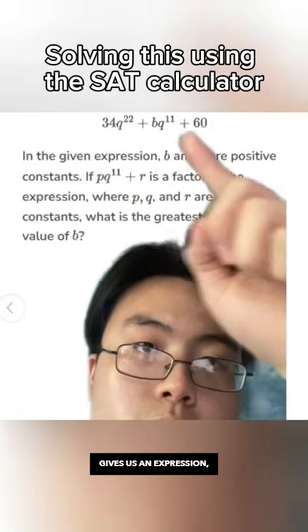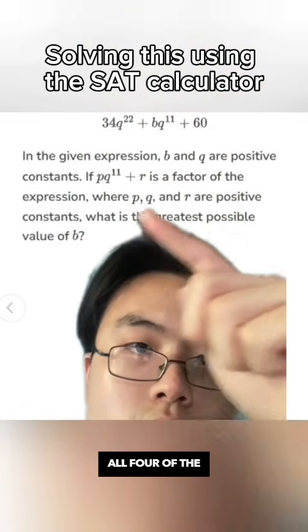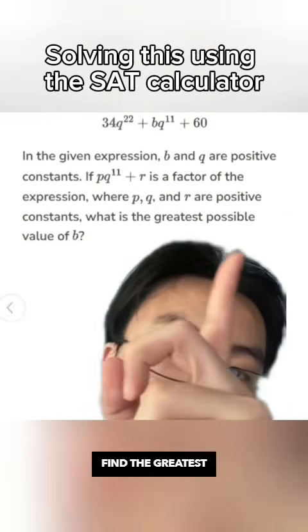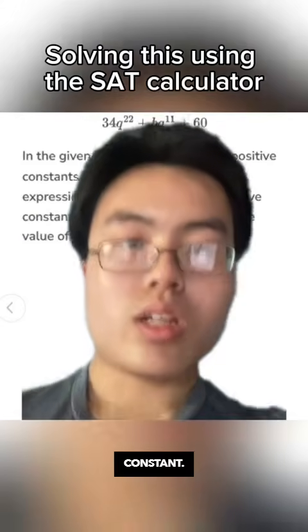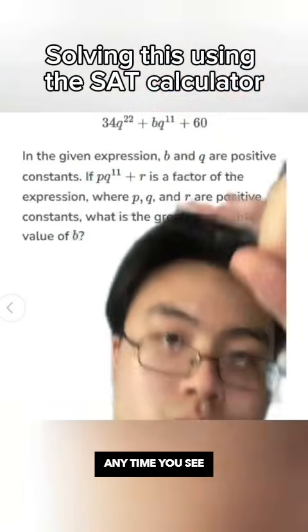This question gives us an expression, and we know this has to be a factor of that expression. All four of the constants have to be positive, and we need to find the greatest possible value of b, which is that constant.